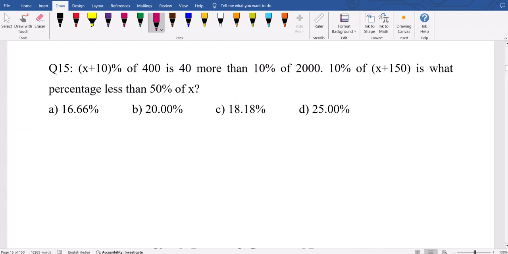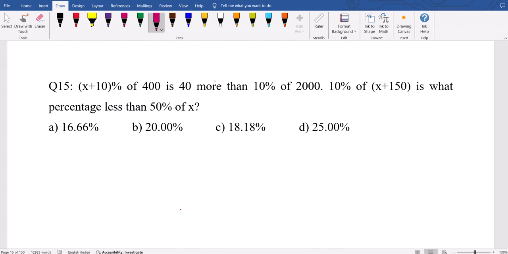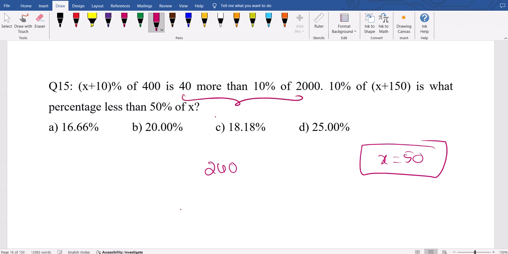X plus 10% of 400 is 40 more than 10% of 2000. 10% of 2000 is 200. 40 more than that means 240, which is X plus 10%. Okay, for 400, 240 is nothing but 60%. X equal to 50, I got. See, no calculator. This is 2000. 10% is 200 plus 40 means this is entirely 240. 240 is some percentage of 400, which is actually 60%. Because 10% is 40, 240 means 60%. X plus 10 equal to 60, X equal to 50.